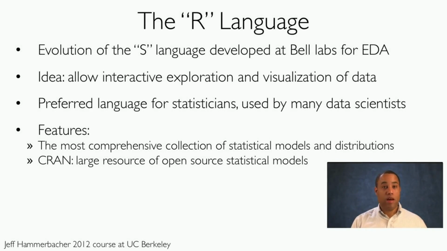The R language is an evolution of the S language that was developed at Bell Labs for exploratory data analysis. The idea is to allow interactive exploration and visualization of data, and it's the preferred language for statisticians and used by many data scientists. Its features include being the most comprehensive collection of statistical models and distributions, and also CRAN, which is a very large repository of open source statistical models.